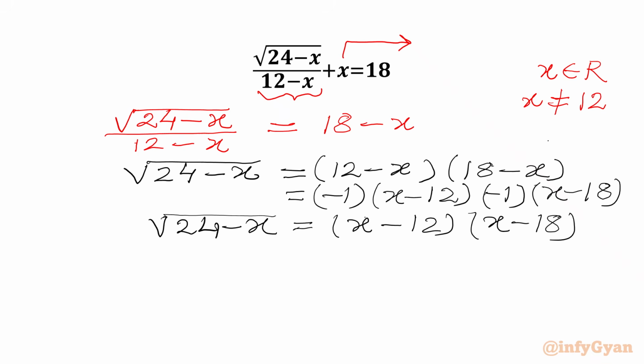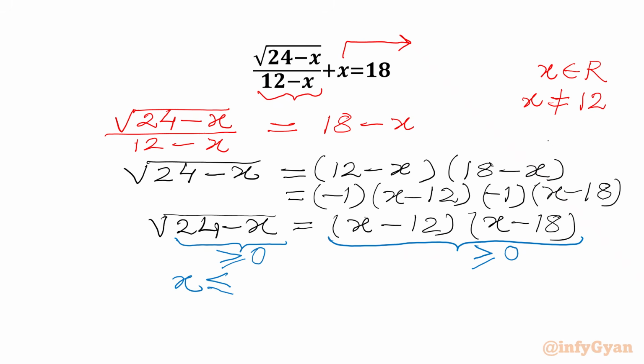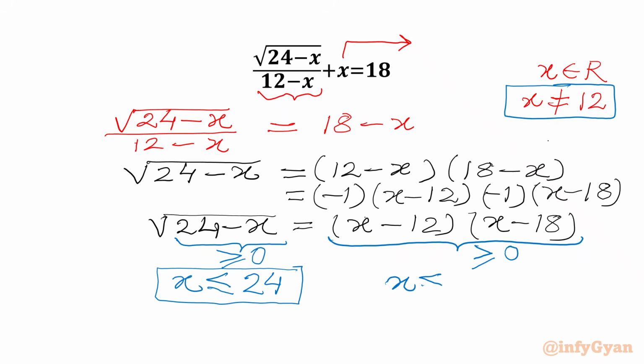Now we will find domain of the equation. We have square root in LHS, so our RHS must be non-negative, greater than or equal to 0, and our radicand must be non-negative for x to be real. So we will write x should be less than or equal to 24. One condition from left hand side. And from the right hand side, x should be less than or equal to 12, but equality doesn't hold true over here. So we can write x less than 12 and x greater than or equal to 18.